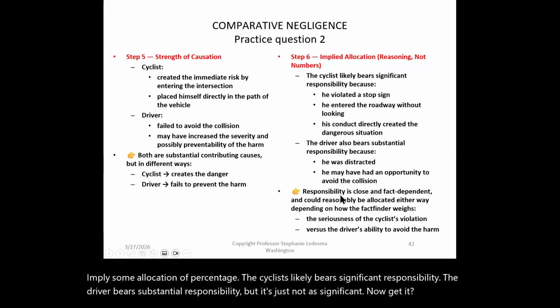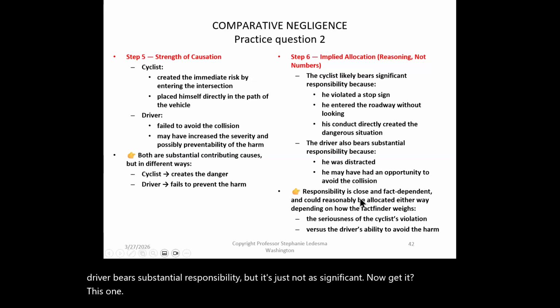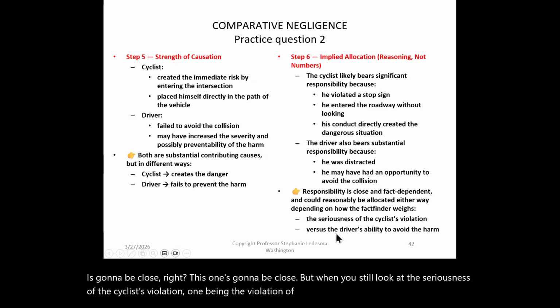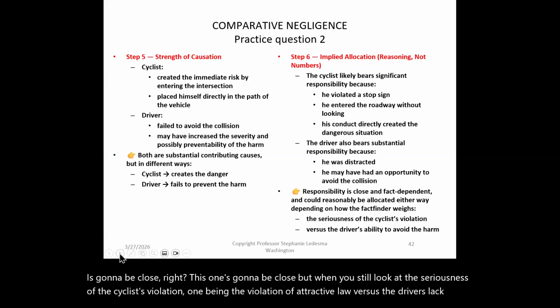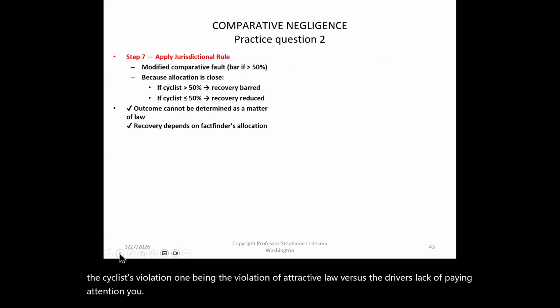This one is going to be close, right? This one's going to be close. But when you still look at the seriousness of the cyclist's violation, one being the violation of a traffic law, versus the driver's lack of paying attention, the cyclist is going to be more than 50%.